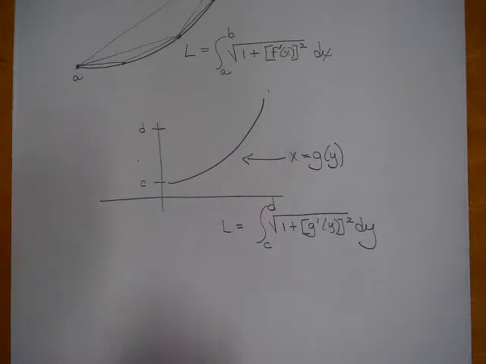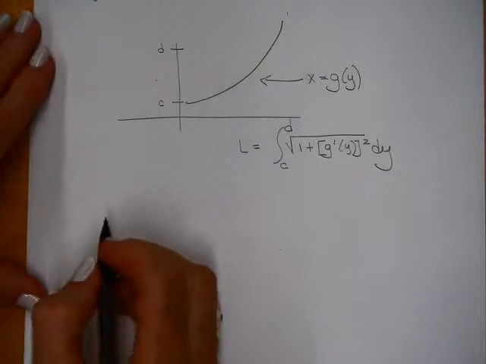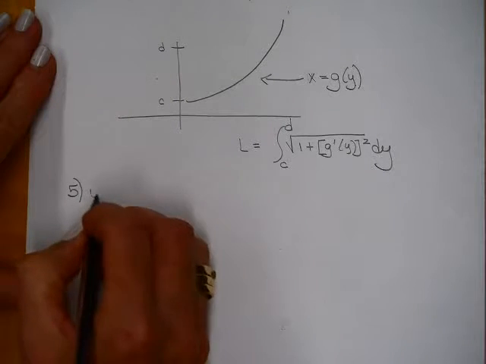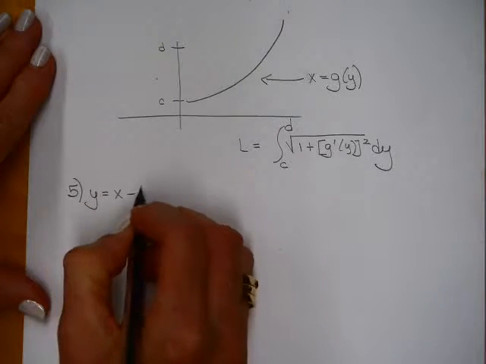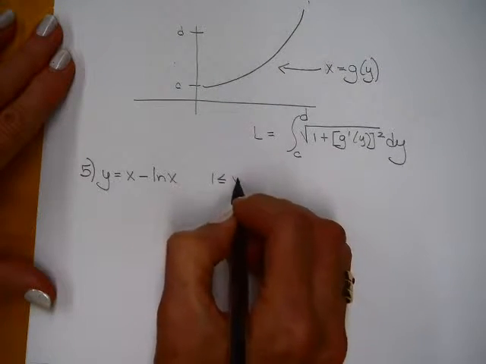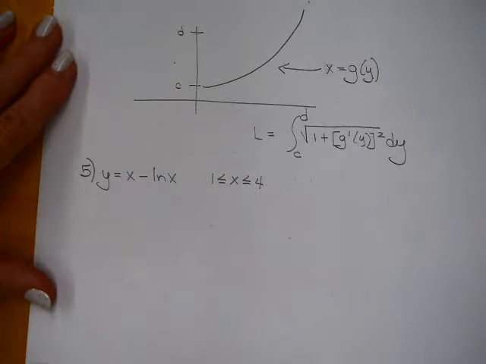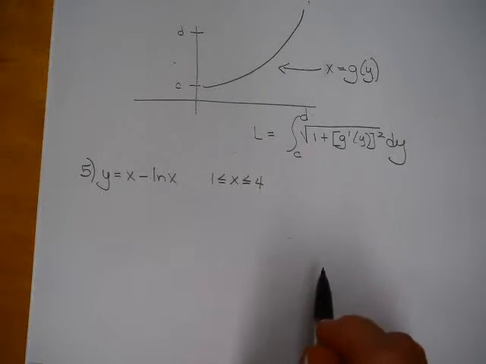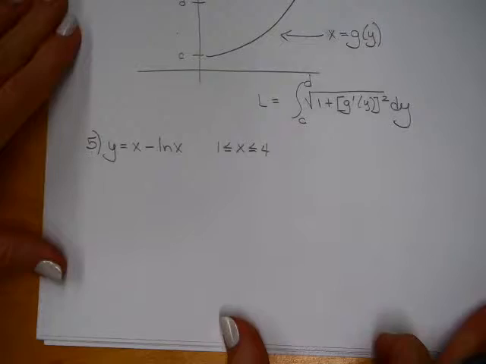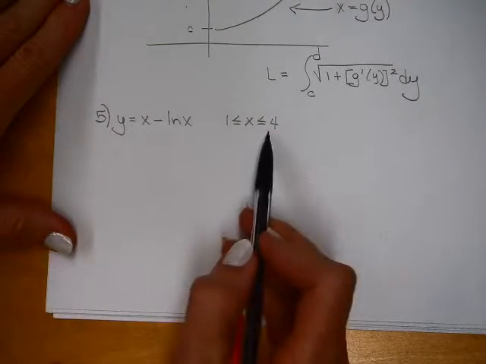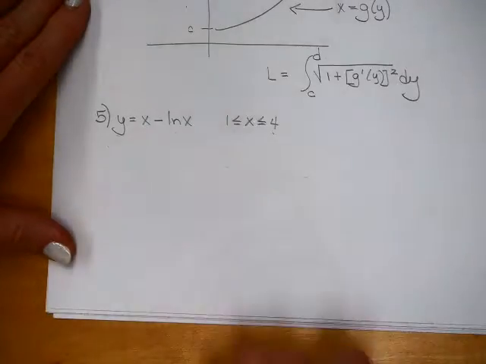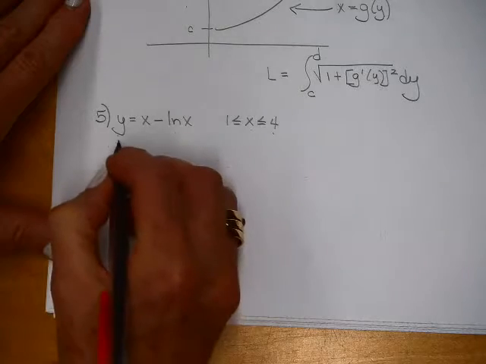All right, so let's say this is number 5. They want me to set up an integral for this function: y is equal to x minus the natural log of x, as x goes from 1 to 4. They want me to set up the integral for the length of this curve and then use my calculator to find the length correct to 4 decimal places. Well, they've given me my function y in terms of x. These limits of integration have to do with x's. So all I need to do to go to my formula is to find y prime.